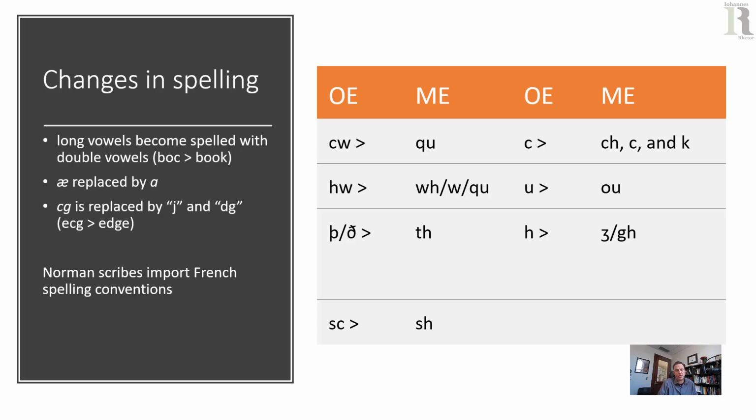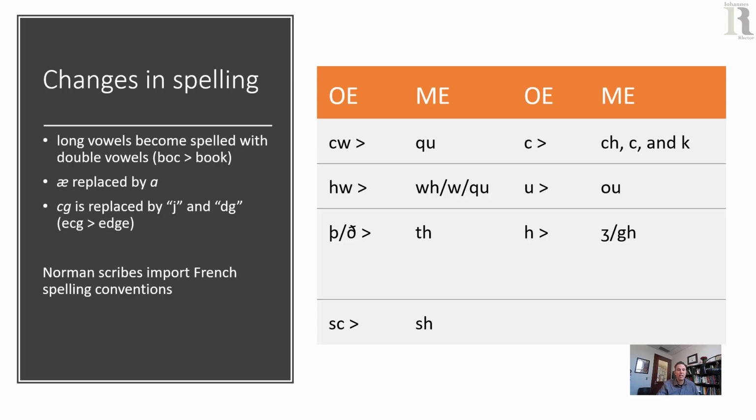So the Old English B-O-C, book, is spelled B-O-O-K, and is pronounced the same at this time. The ash character, which is the ligature, the tied together A and E, is just replaced by the letter A. So father with the ash becomes father with an A. CG in Old English, as in edge, is replaced by DG or J, as in edge with EDGE, not ECG. So we have a number of spelling changes which are shown here.